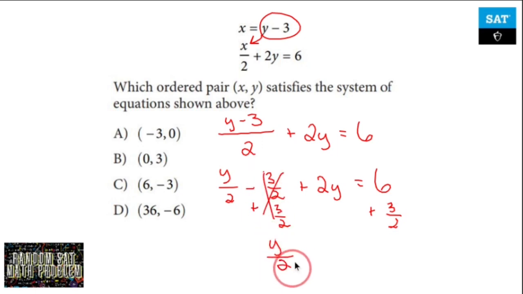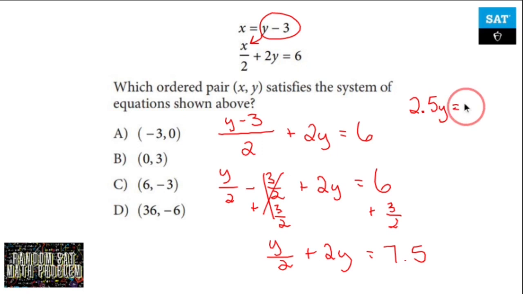y over 2 plus 2y equals... I have a feeling I'm going to want to deal with decimals, so that's 1.5. 6 plus 1.5 is 7.5. These two guys combine. Half a y is 0.5y, and 0.5y plus 2y is going to be 2.5y equals 7.5. Now you might see why I want to go with the decimal route.